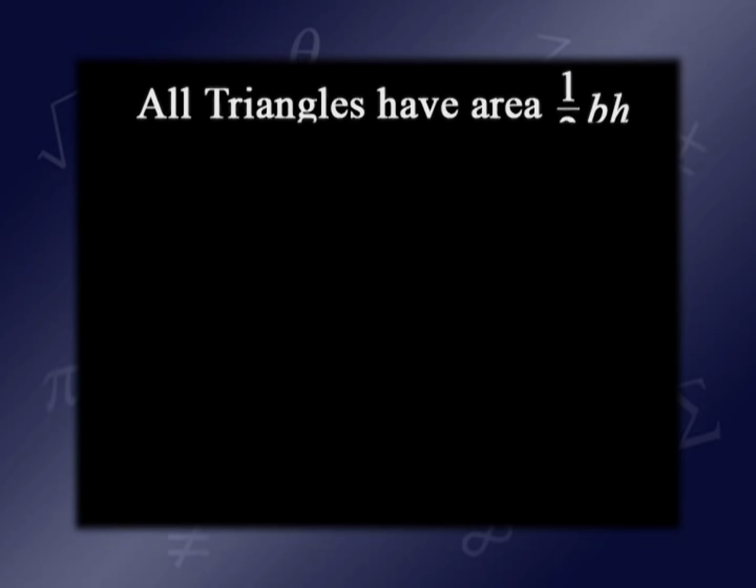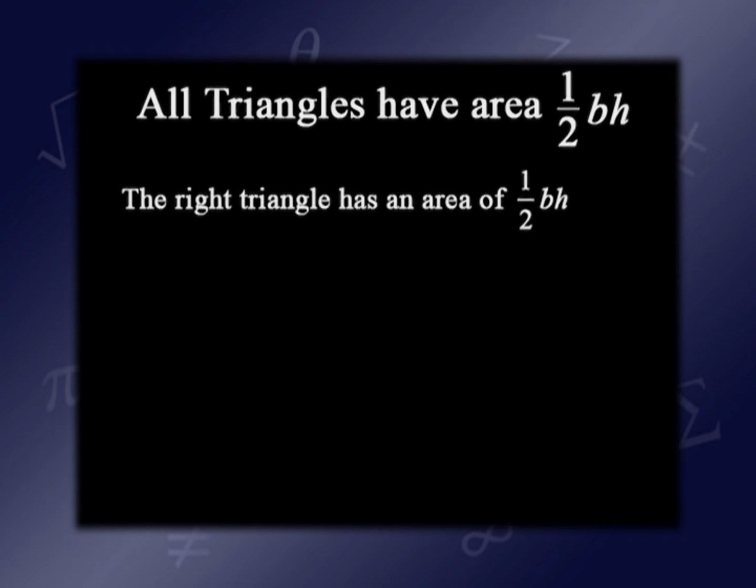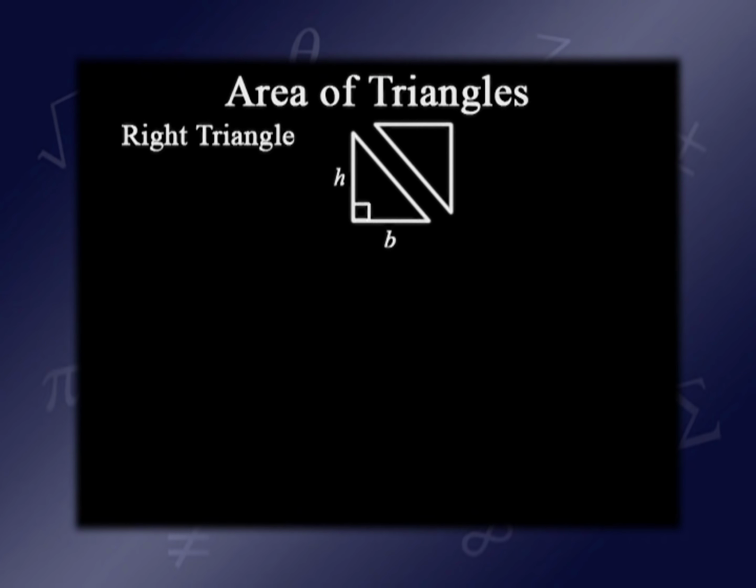Let's prove that. We can prove it easily for right triangles, right? Imagine you have a right triangle with a base of b and a height of h. Why is the area of that 1/2 bh? Well, if we take that triangle and make a copy of that triangle, and let's sort of turn that copy upside down so that now we have a rectangle with a base of b and a height of h.